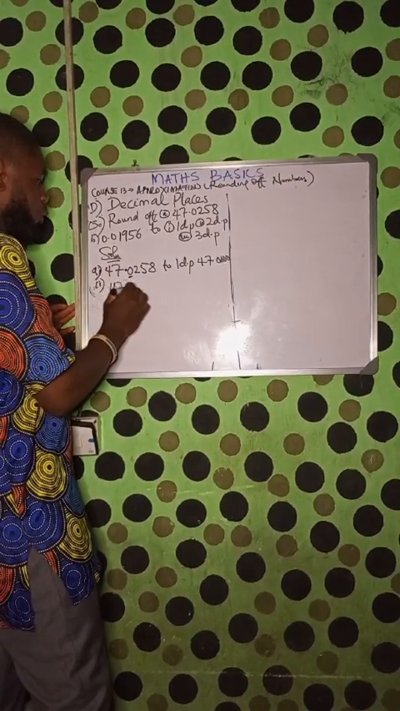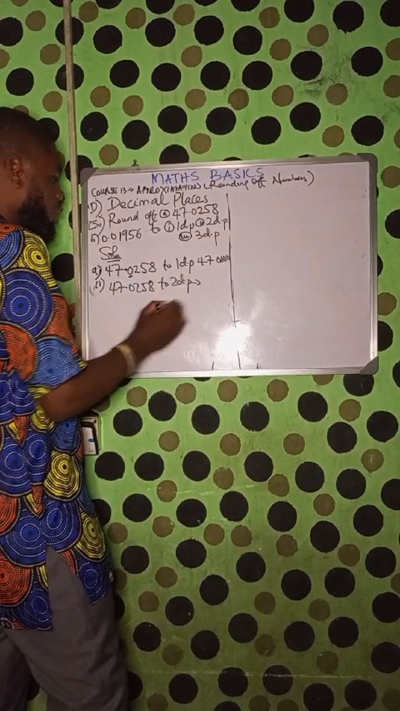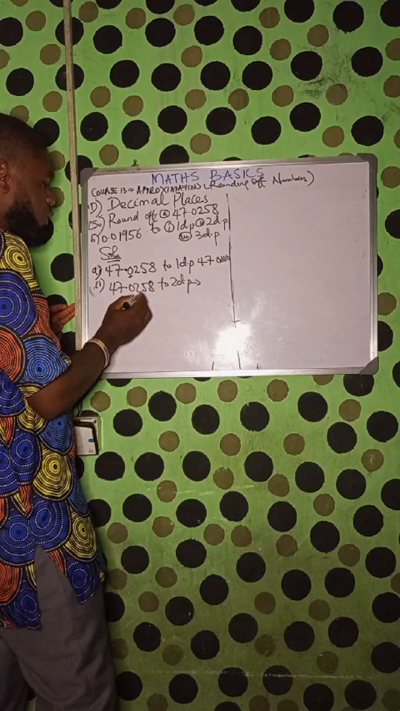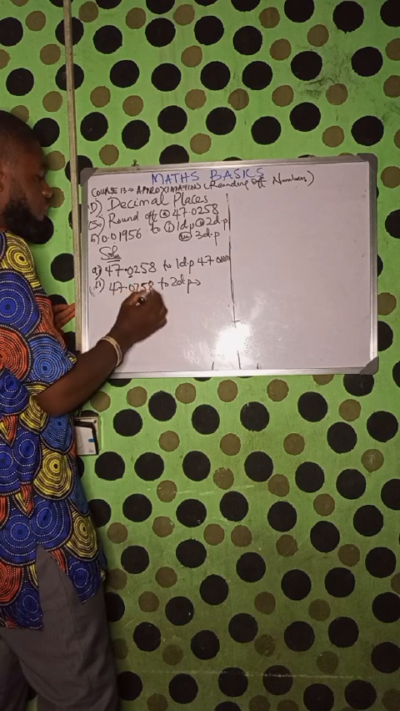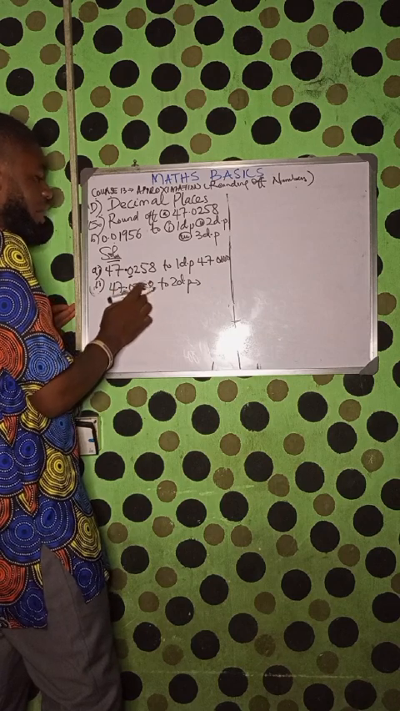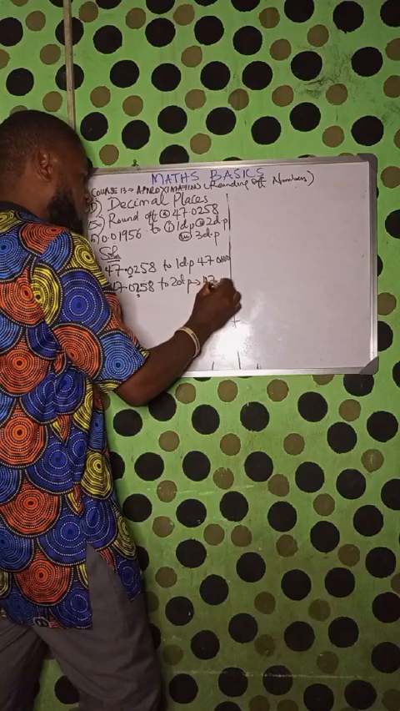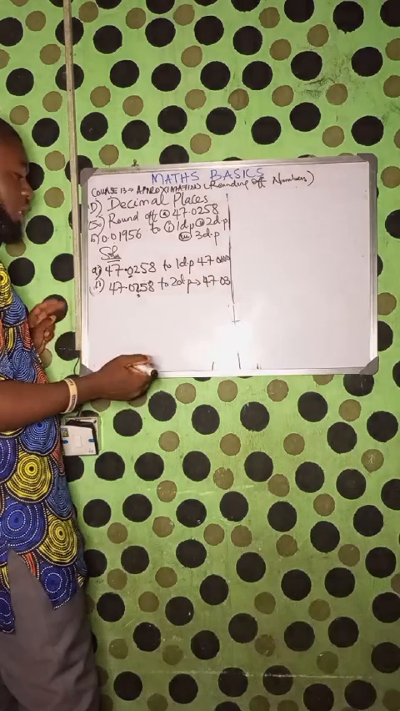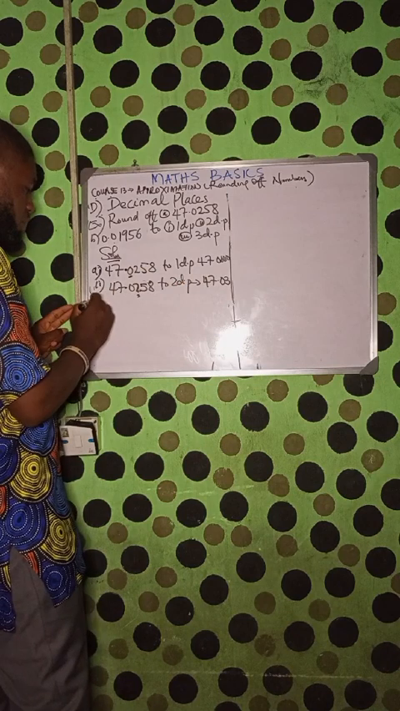If you have 47.0258 to 2 decimal places, now this is the second decimal place, the 0 and 2. After 2 is 5, and 5 is rounded up. So you have to convert 5 to 0 and add 1 to this 2. So you're going to have 47.03. You can also add zeros behind, but it's not really important. You're still correct. So you have 47.03 for 2 decimal places.